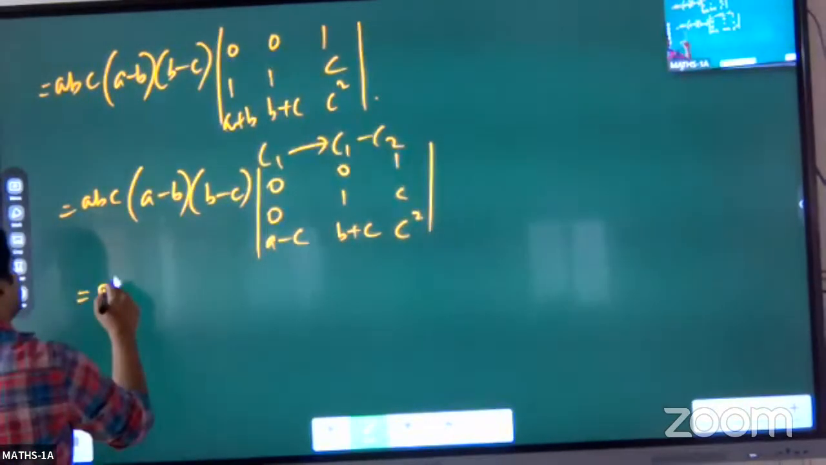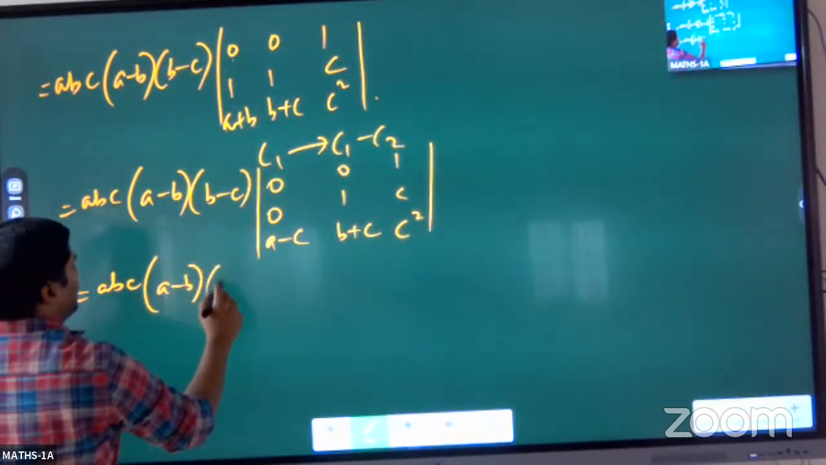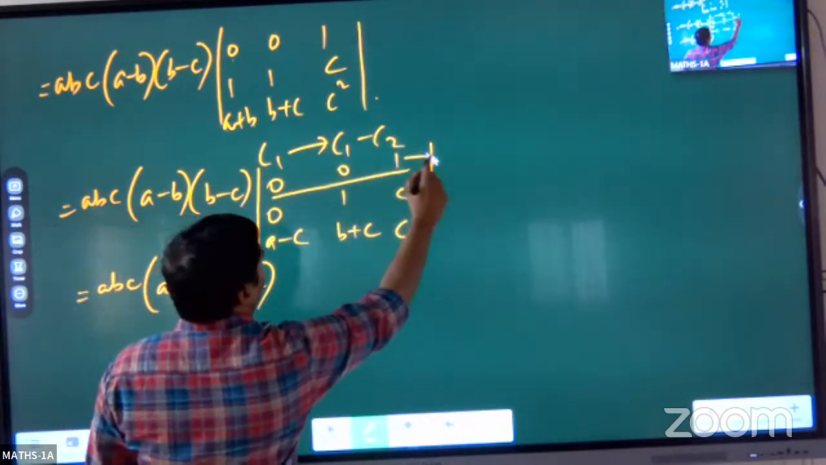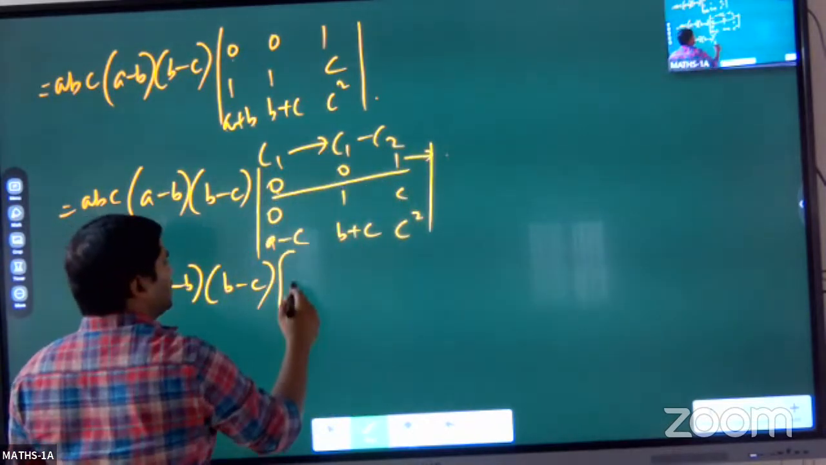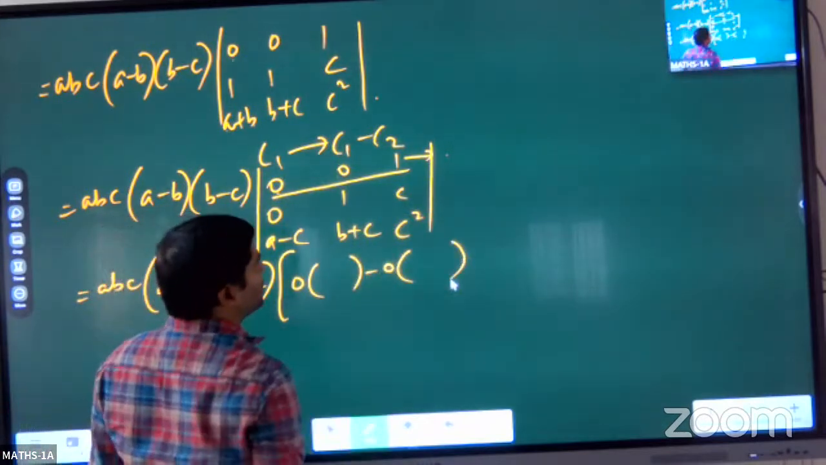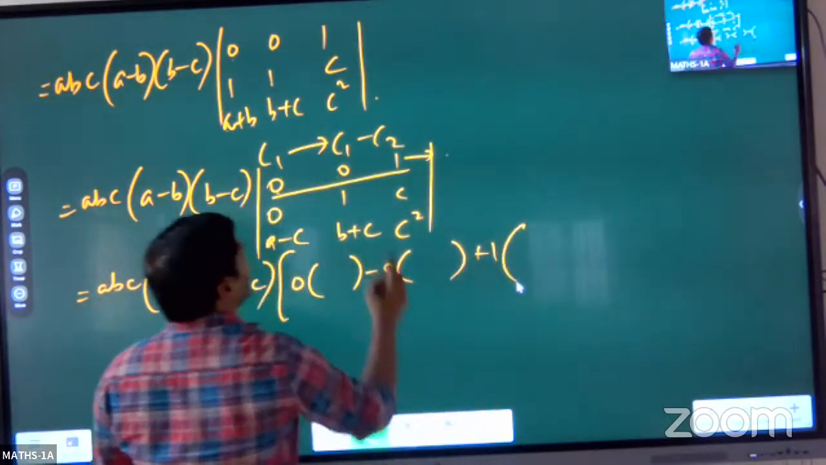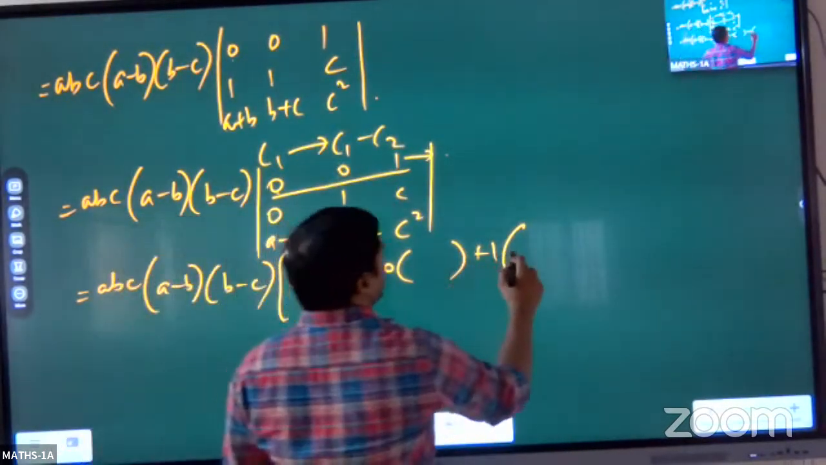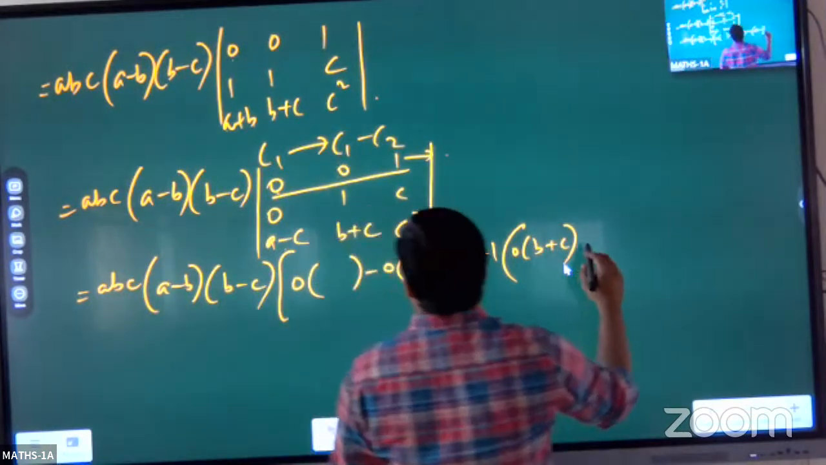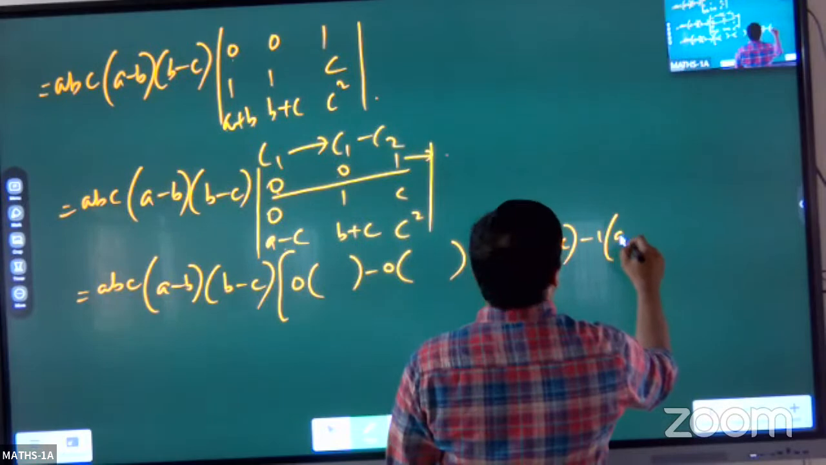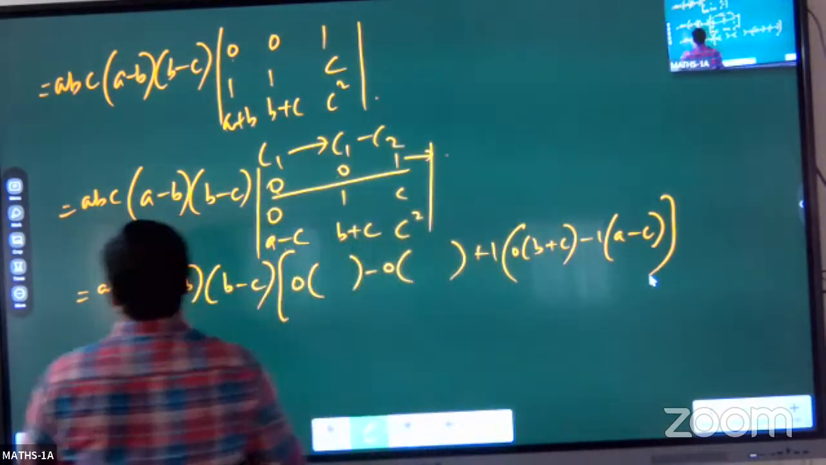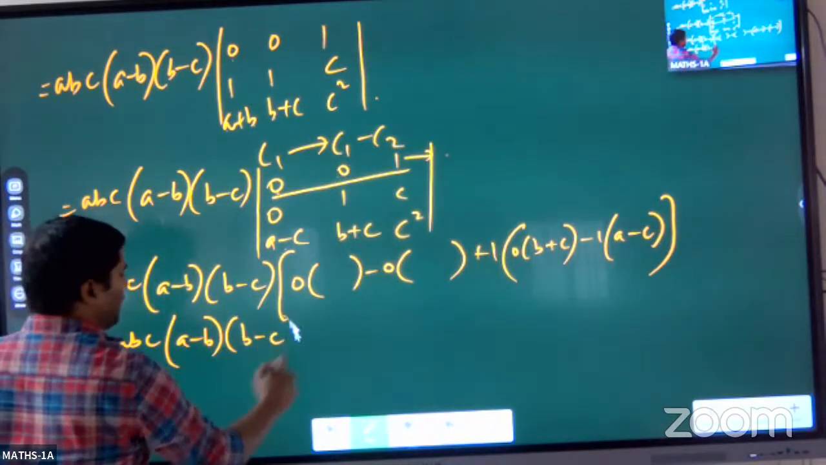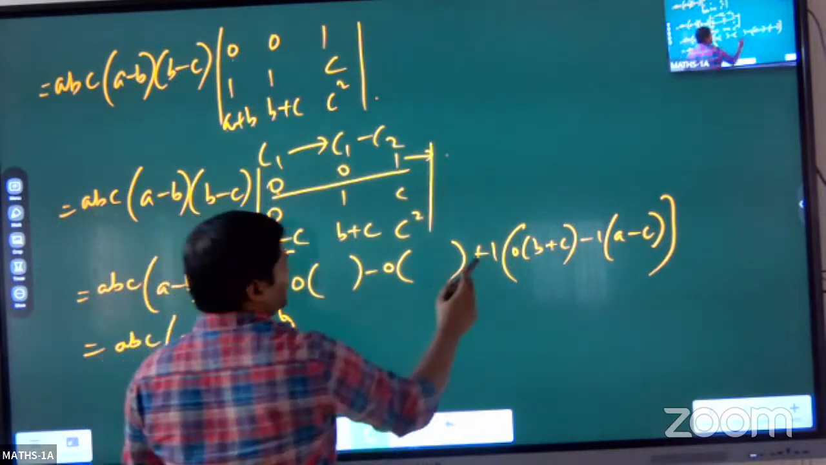Okay, now that is a minus b, b minus c. Please expand the determinant along row 1. Is it clear? Anyway, first two are zeros. So 0 into anything minus 0 into anything is 0. Plus 1 into, leave the row and column where it is present, that is ad minus bc. So 0 into b plus c minus 1 into a minus c. That is nothing but a minus b, b minus c. Now, plus 1 is okay.